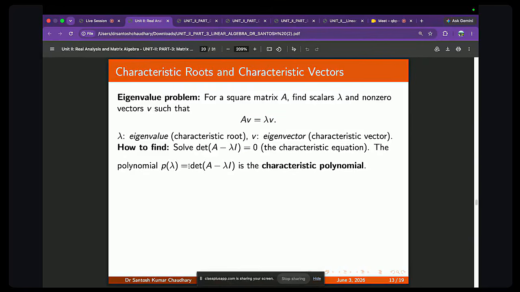The polynomial determinant of A minus lambda I is called characteristic polynomial. So here we have defined eigenvalue, eigenvector, characteristic equation, characteristic polynomial. All are defined here. If you have any confusion, you can ask.